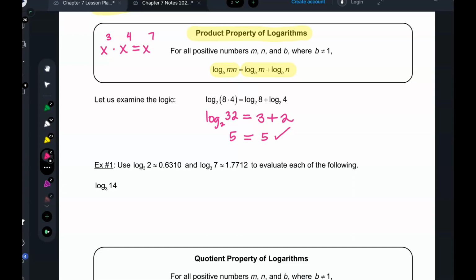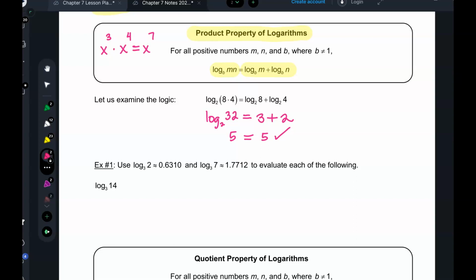Do you recommend going right to the left? Yeah. So here's an example. I have log base 3 of 14 that I want to evaluate. And let's say I know log base 3 of 2 is 0.63010, and log base 3 of 7 is 1.7712.